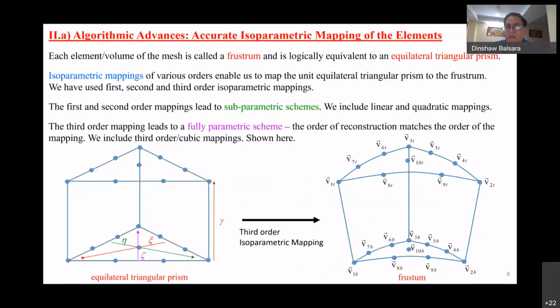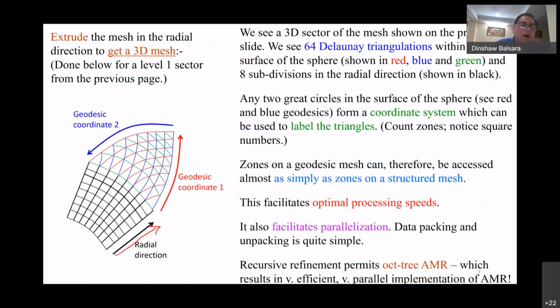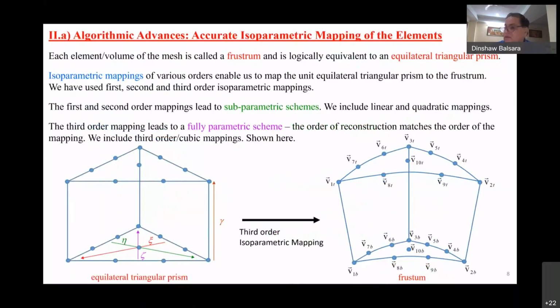Now, interestingly, if I block out one of the zones on this mesh, you can see that the zones form something that resembles a triangular prism, but not quite. The technical name is a frustum. And you realize that this frustum is logically equivalent to a triangular prism like the one shown out here.